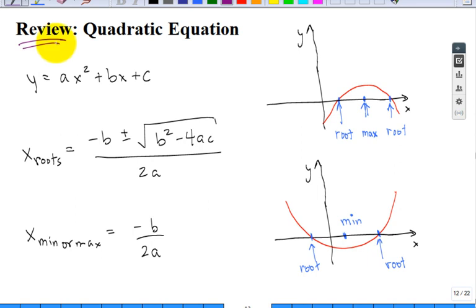But let me do it anyway. So the quadratic equation, what are the roots? You've got this memorized. I've seen it on a couple of tattoos. Negative B plus or minus the square root of B squared minus 4AC, divided by what? 2A. That's a long equation to memorize.